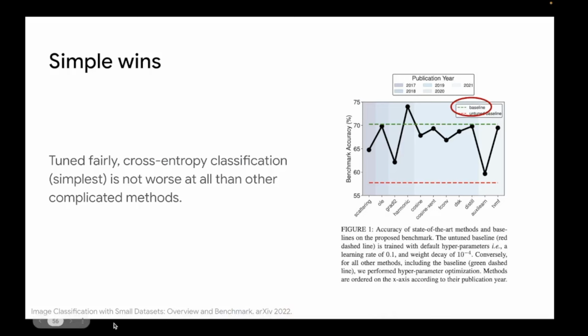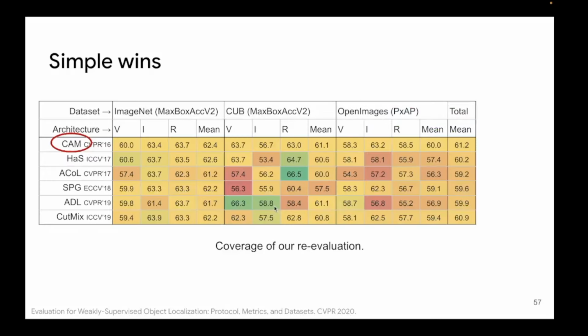This is another field, actually, image classification. That was domain generalization. Now this is more general image classification. There have been a lot of other methods on top of cross-entropy classification in the last few years. It turns out cross-entropy classification is not the best, but not the worst job either. It's not worse than the others. And this is one of my papers from the past, where we looked at CAM, class activation mapping, and some follow-up methods, but it turns out CAM is not worse than the more complicated methods.